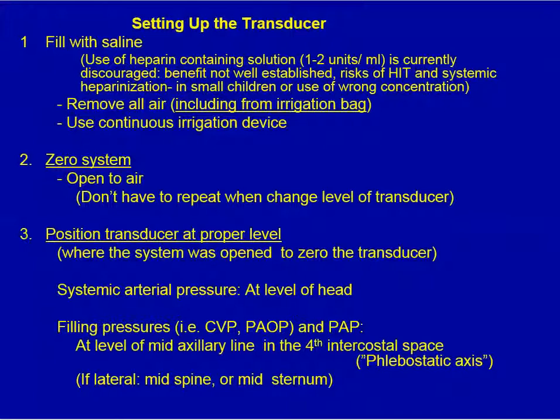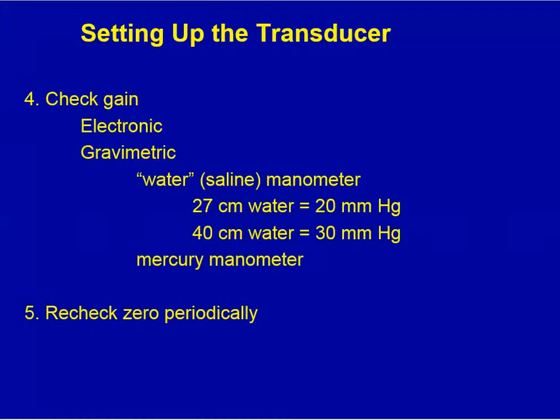The third most important thing is positioning the transducer at the proper level. For systemic arterial pressure, this should be, in my opinion, at the level of the head. When the patient's supine, of course, you can use the phlebostatic axis or any other place on the body since the pressures are the same. But when the head is elevated, then it's critical that the transducer be at the head level. For filling pressures, for pulmonary artery pressures, the convention is to level it at the mid-axillary line, the so-called phlebostatic axis.